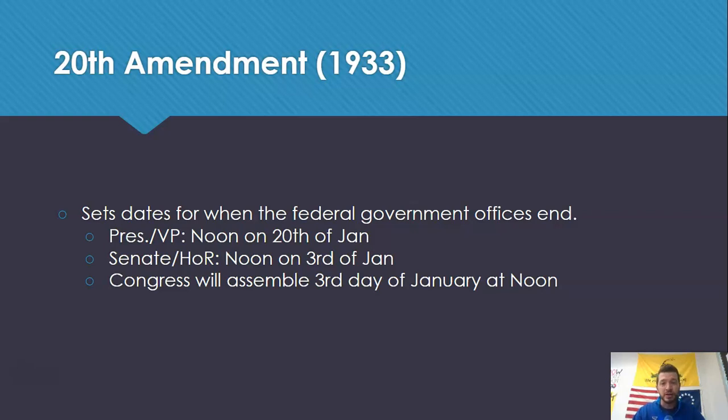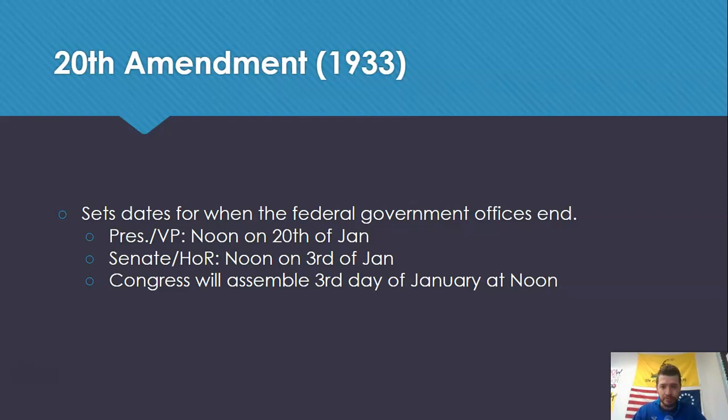So now, instead of being inaugurated on March 20th, the president is going to be inaugurated on January 20th at noon. And that's, again, the president and the vice president. The Senate and the House of Representatives are going to be inaugurated at noon on the 3rd of January. And then Congress will first assemble on the third day of January at noon. So again, not super worried about you knowing about the Congress part of that, about the Senate and the House. But again, just keep the presidency in mind, and you should be fine.